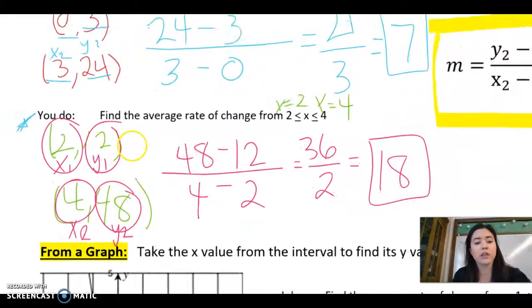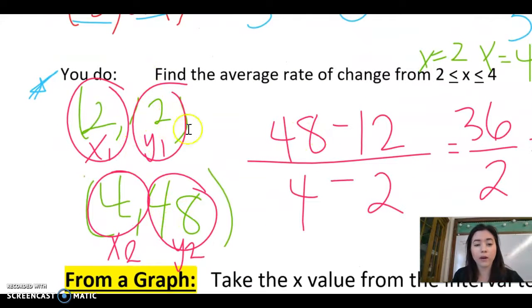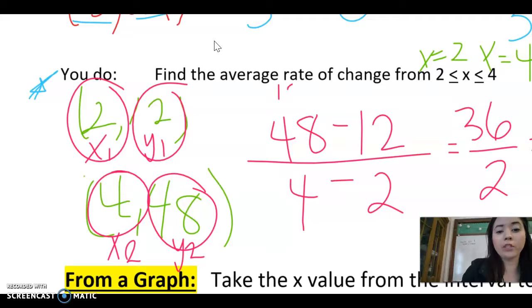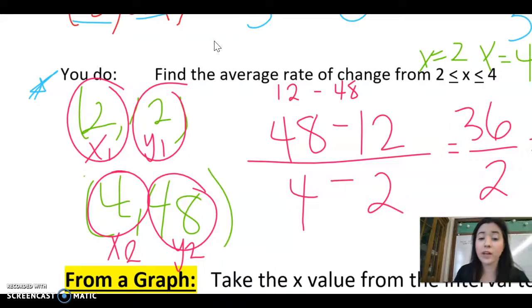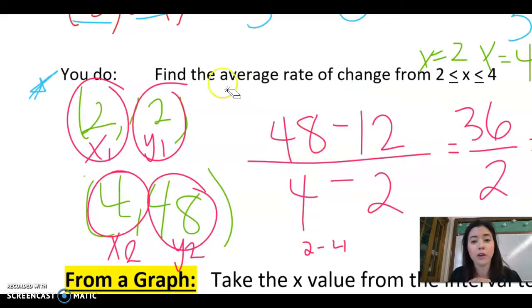With these points, if you started with the 12 first, like let's say up top you did 12 minus 48, that is okay. However, you need to make sure the x values on the bottom line up. So if you started with the 12 first, you need to make sure you start with that x value. So your bottom would also be flipped around. So you should have the x and the y that are paired together on top of each other in the equation. So again, 48 and 4 were in the same point, and you can see here how they line up on top of each other.